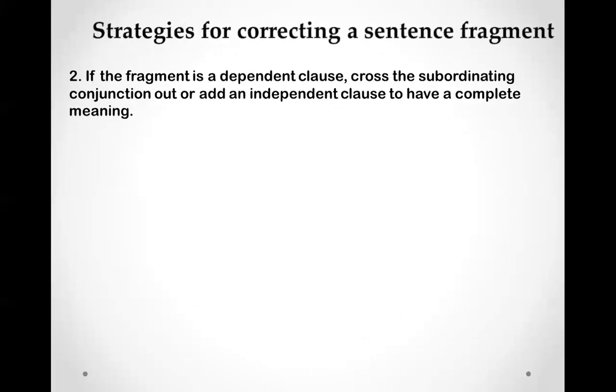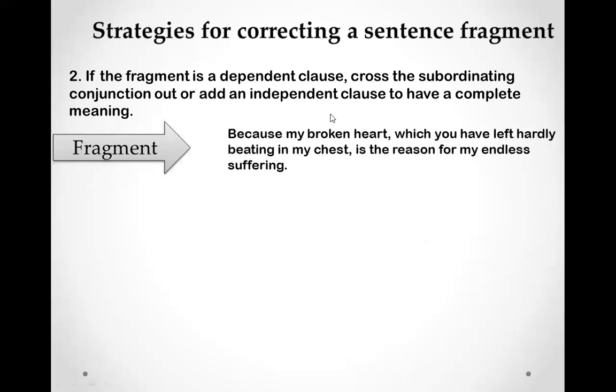Rule number two: if the fragment is a dependent clause, cross this. Oh, that's so easy. I have a dependent clause. The dependent clause starts with a subordinating conjunction. I simply cross it, or add something to the dependent clause in order to make it complete. Look at the following. If you read all of this clause, you will notice that it is incomplete. It is a dependent clause.